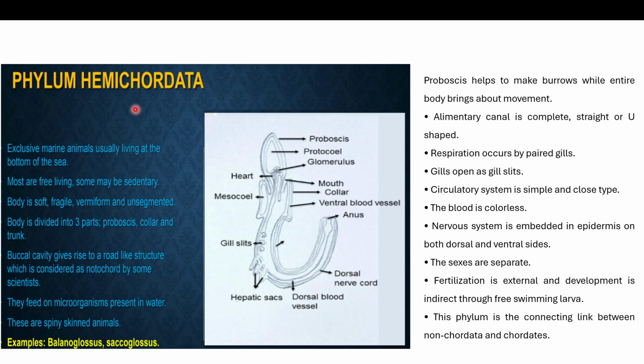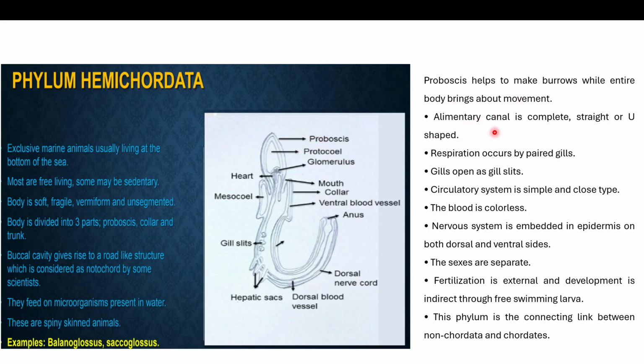Then we have hemichordates, which are exclusively marine, usually living at the bottom of the sea. Body is soft, fragile, and unsegmented, but it can be divided into three parts with proboscis, collar here, and a trunk. Buccal cavity gives rise to a rod-like structure, which is considered as notochord by some scientists. They feed on microbes present in water. The proboscis here helps to make burrows while the entire body brings about the movement.